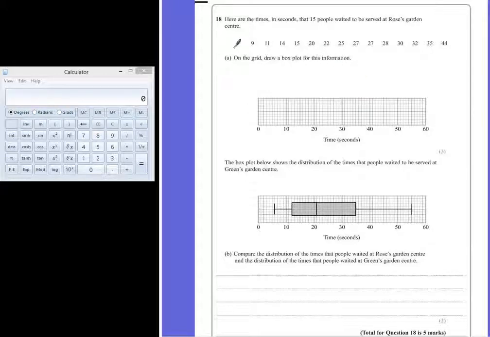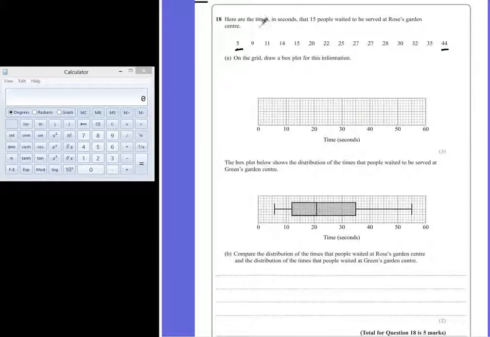It uses the smallest value, the largest value, and thankfully these numbers are already in order for us, and then it takes the 3 quartiles. To calculate the quartiles, we need to find the middle number and then the middle of each half of the list after we've calculated that value.